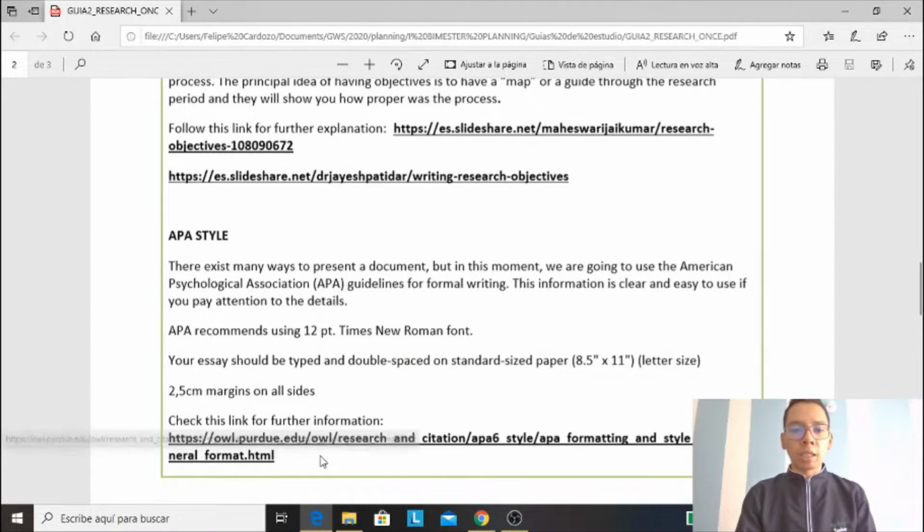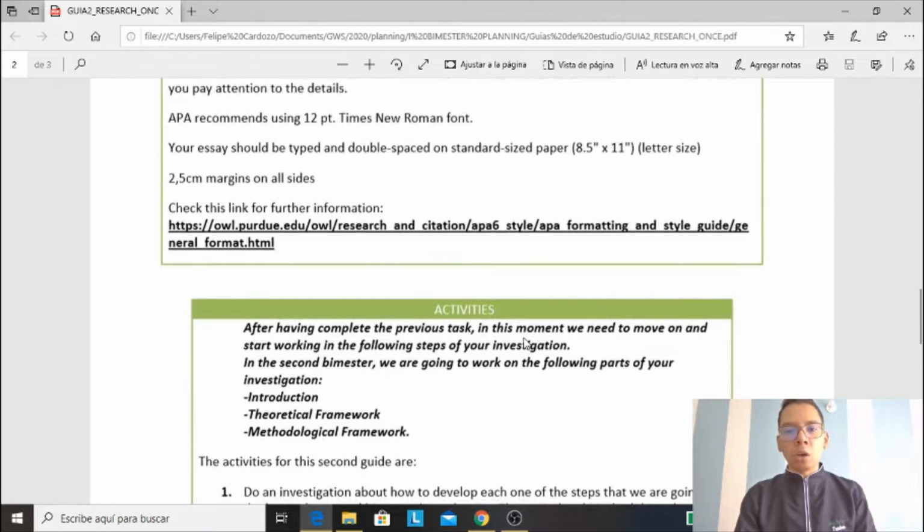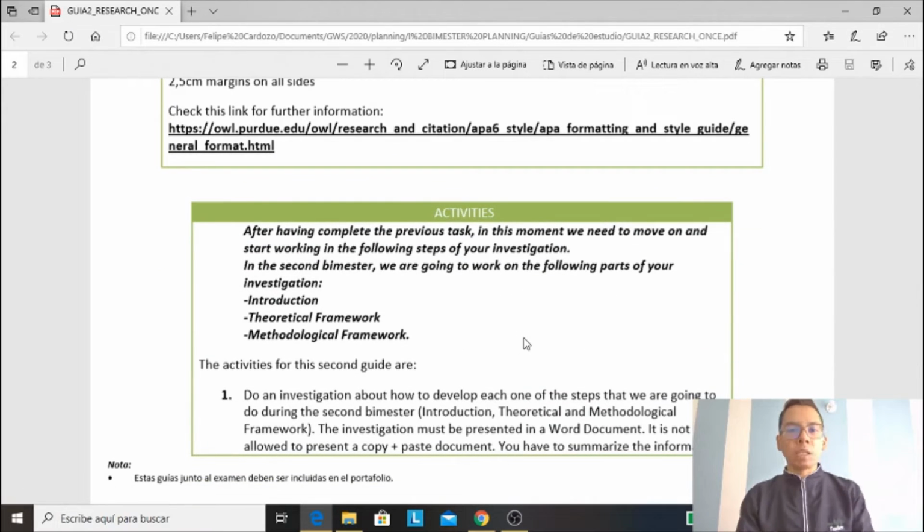Please don't forget to study and apply all the APA style that I asked you in the previous video. And now we are going to concentrate in the activities for the second guide. After having completed the previous task, which is the activity number 1 and guide number 1, in this moment we need to move on and start working in the following steps of your investigation. In the second bimester, we are going to work on the following parts of your investigation.